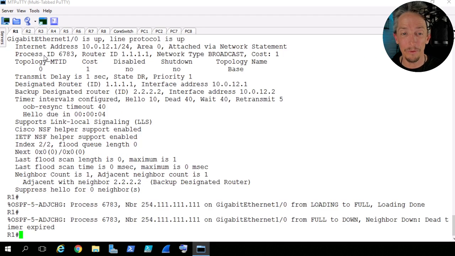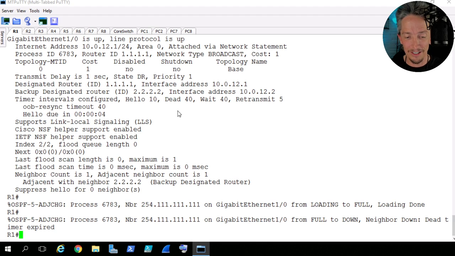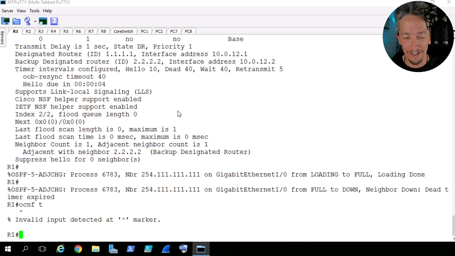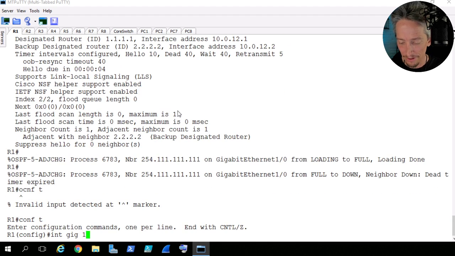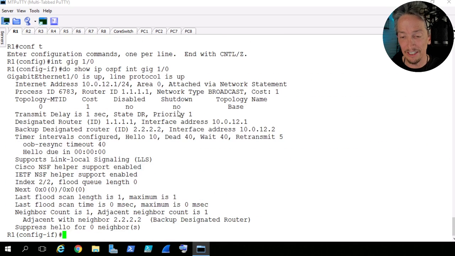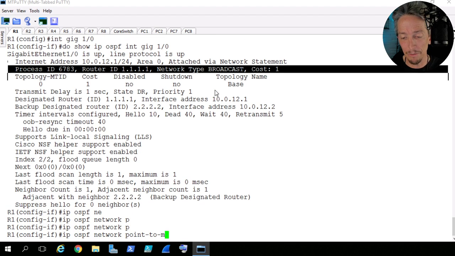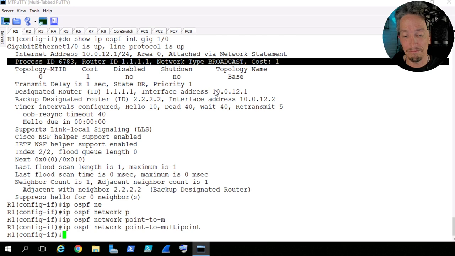Let's go to core router 1, take a peek at our topology. We're going to go to gig 10. So here on interface gig 10, we'll do show IP OSPF interface for gig 10, just to verify that it's currently set to be a broadcast. Fantastic. And then we'll just change it to IP OSPF network type point to multipoint.